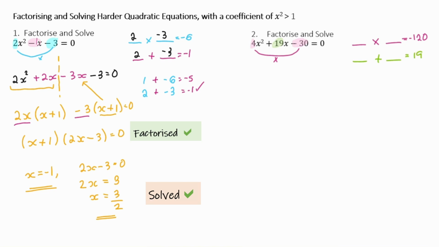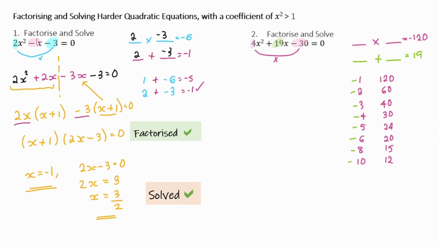So if we look at the factors of 120, we have 1 and 120, 2 and 60, 3 and 40, 4 and 30, 5 and 24, 6 and 20, 7 is not a factor, but we can do 8 and 15, 9 is also not a factor, but we can use 10 and 12. Because we are multiplying to get a negative number, but adding to get a positive number, that means the smaller factors are going to be negative.